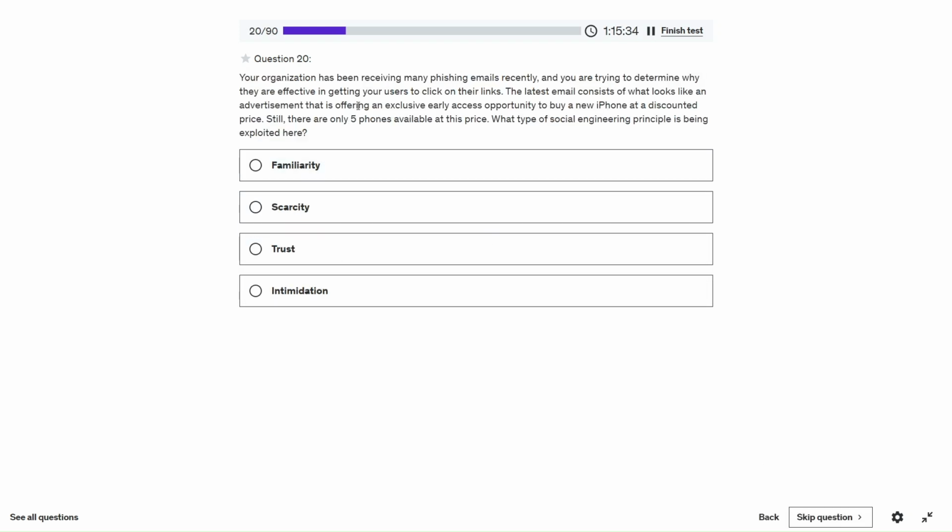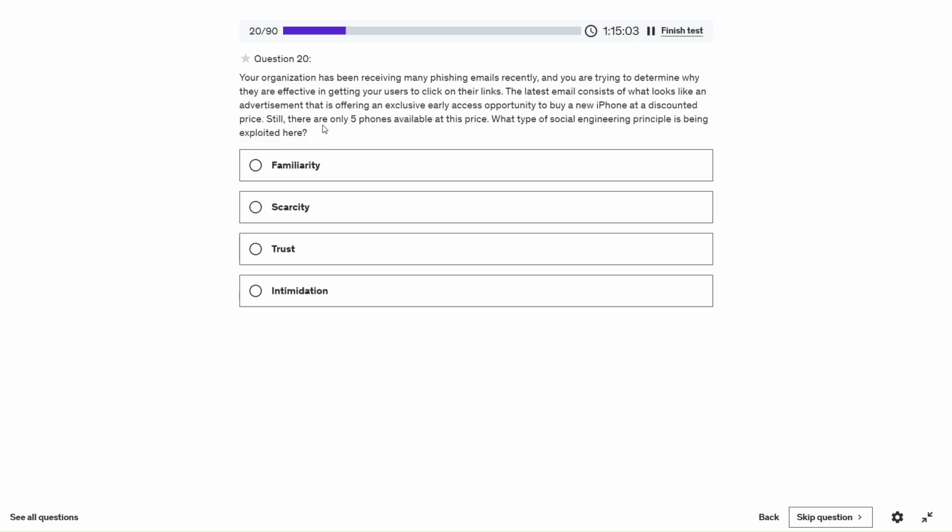Your organization has been receiving many phishing emails recently, and you are trying to determine why they are effective in getting your users to click on their links. The last email consists of what looks like an advertisement that is offering an exclusive early access opportunity to buy a new iPhone at a discounted price. Still, there are only 5 phones available at this price. What type of social engineering principle is being exploited?